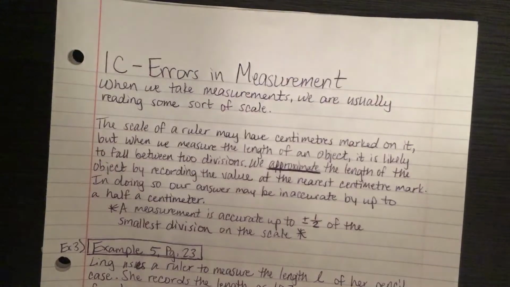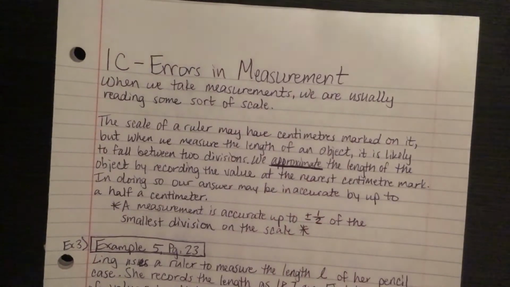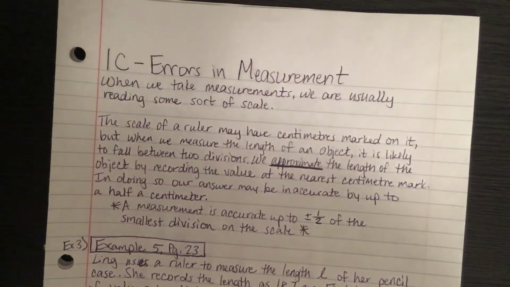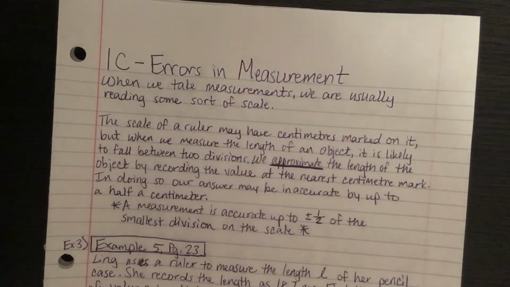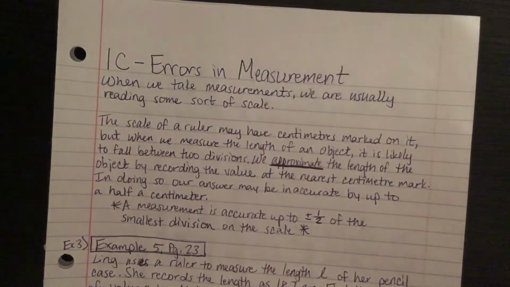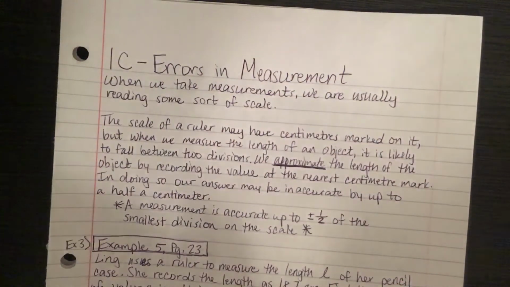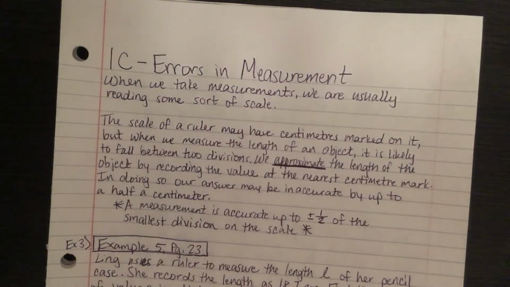Now the issue with doing so is that your answer could possibly be inaccurate by up to half of whatever unit that you're rounding by. It could be inaccurate to half of the smallest division on your scale. So you could overestimate by 1/2 or you could underestimate by 1/2. And so we're going to look at a couple of examples with this.